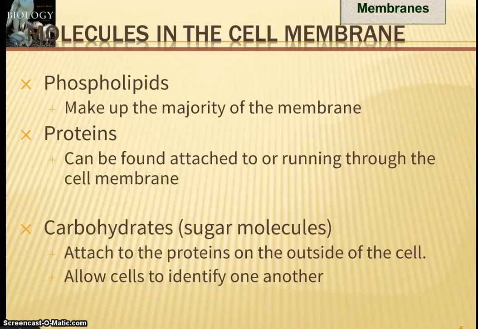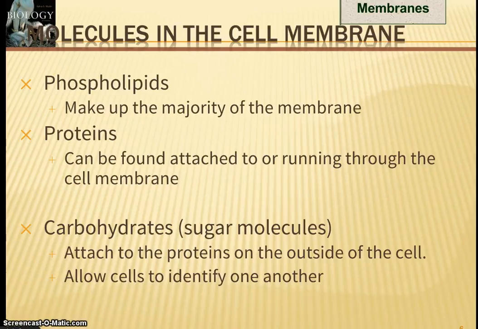Alright, there's more than just phospholipids inside the cell membrane. So you already wrote down that top one. Phospholipids make up the majority of the membrane. Write down that second one there. Proteins. Proteins are found attached to our cell membrane, or they run up and down right through the cell membrane. We'll talk more about those tomorrow and into Monday. So you all know proteins are made of amino acids. They do so many things for our bodies. We'll talk about what they do, but for right now, just know proteins can be found attached to or running through the cell membrane.